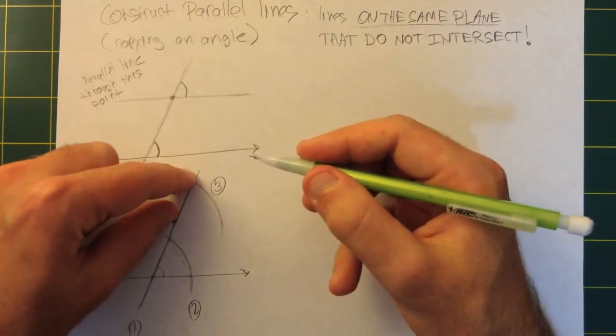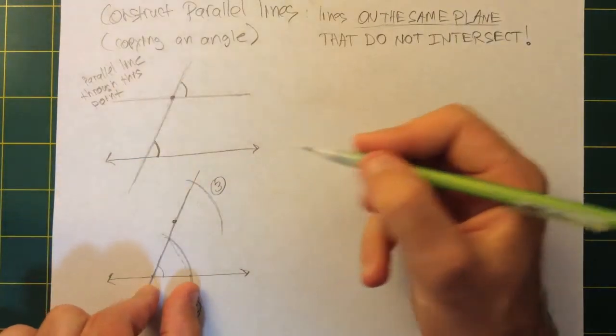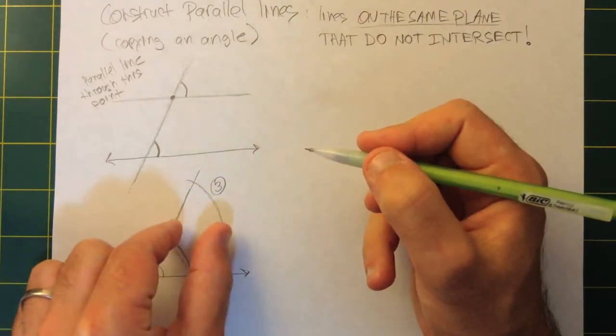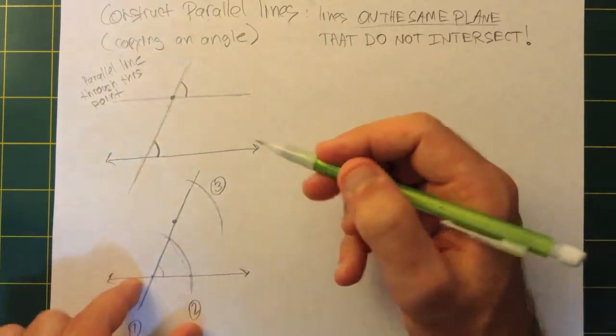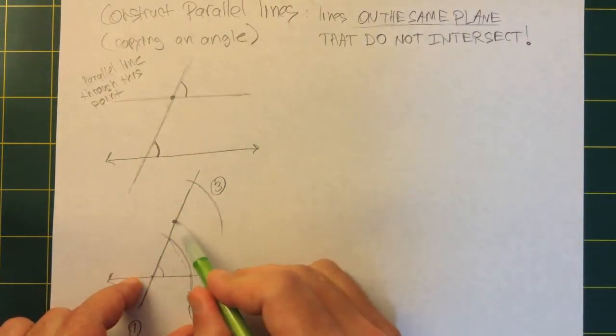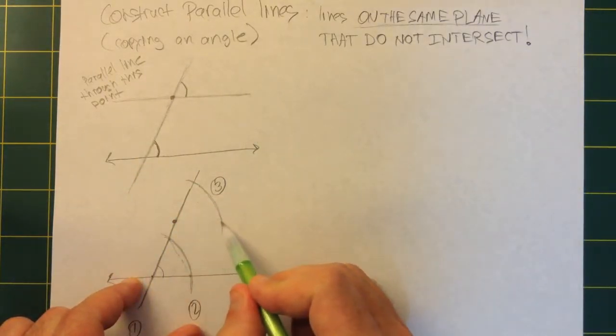This side matches with this side. This side matches with a side that's right here, but I don't know exactly where it is. Is it that? Is it that? Is it that?